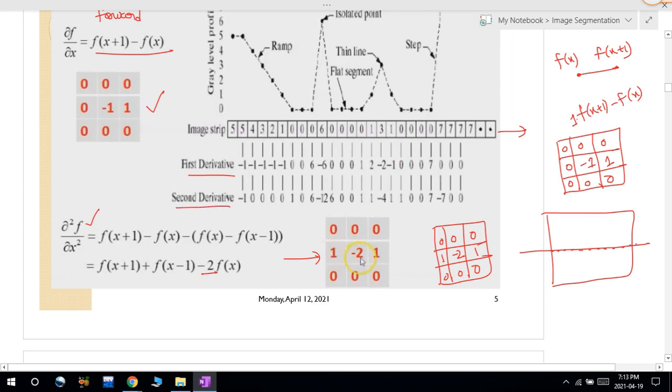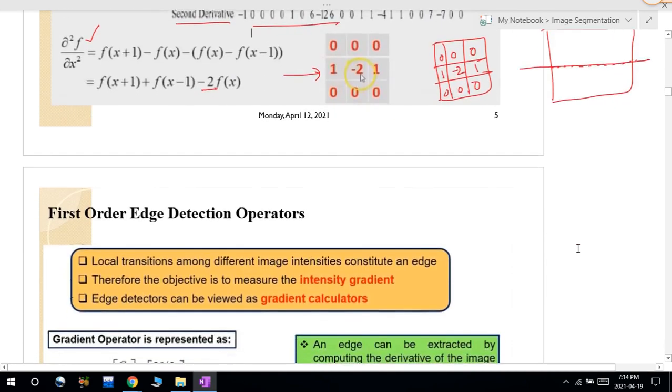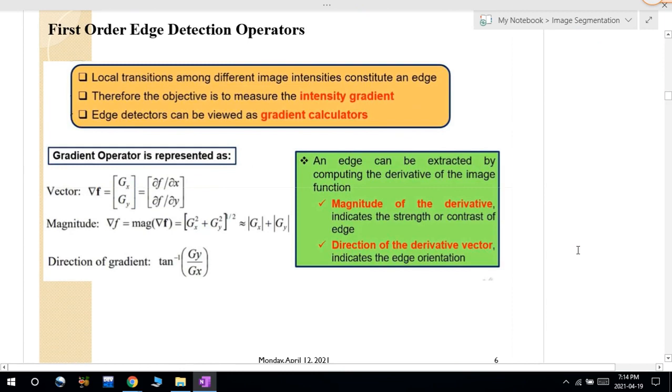In case of the second derivative, again you will apply this: minus 1 minus 1, that is 0, minus 1 plus 1, minus 1 plus 1. So this is the second order derivative. Like this we will try to find the image intensity derivatives. Based on those derivative changes only, we will try to find the edges. So this is your first order edge detection operators.